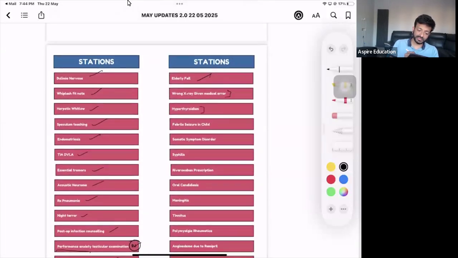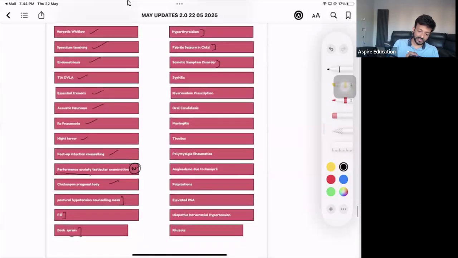It's a medical error, hyperthyroidism, febrile convulsion, some somatoform, syphilis, rivaroxaban prescription, oral candidiasis, meningitis, tinnitus, polymyalgia rheumatica. Unilateral tinnitus, guys, coming again and again. If it is unilateral tinnitus, please do an MRI scan for acoustic neuroma. It's a red flag. Angioedema due to ramipril.